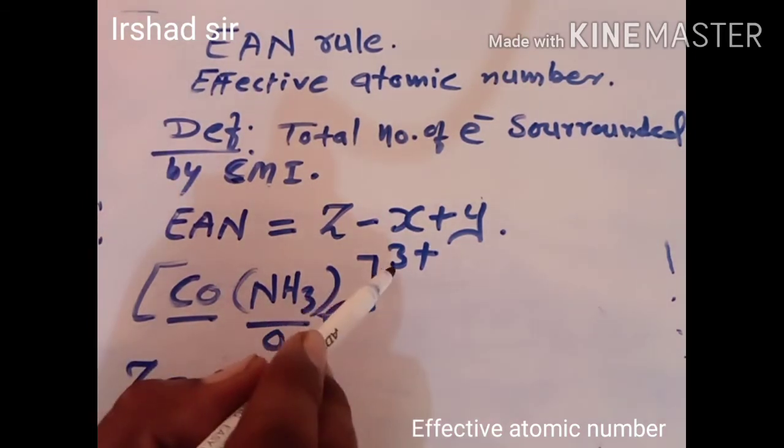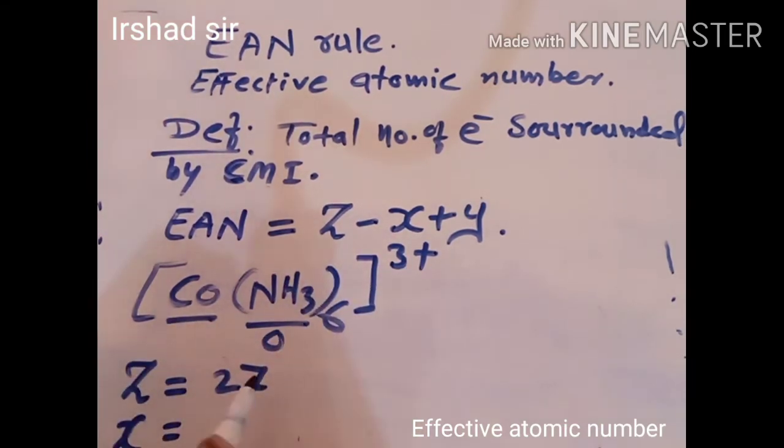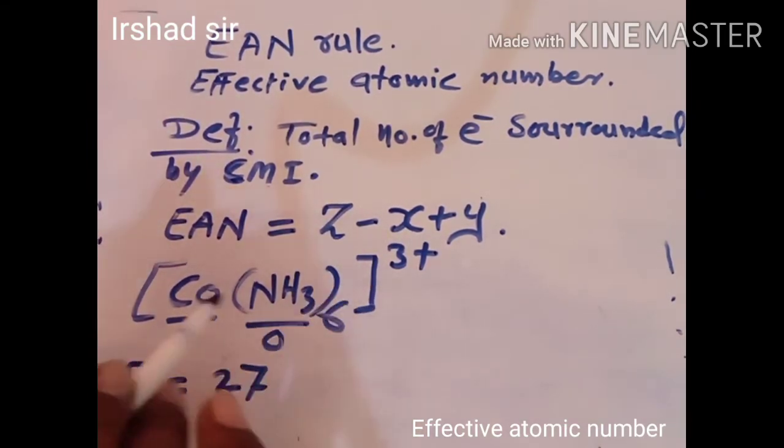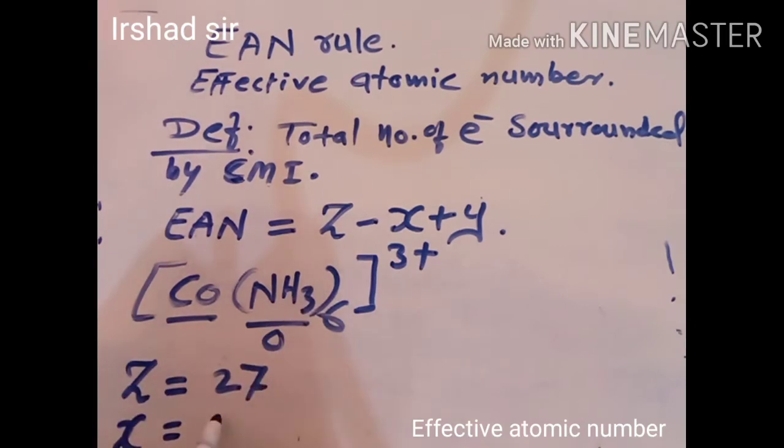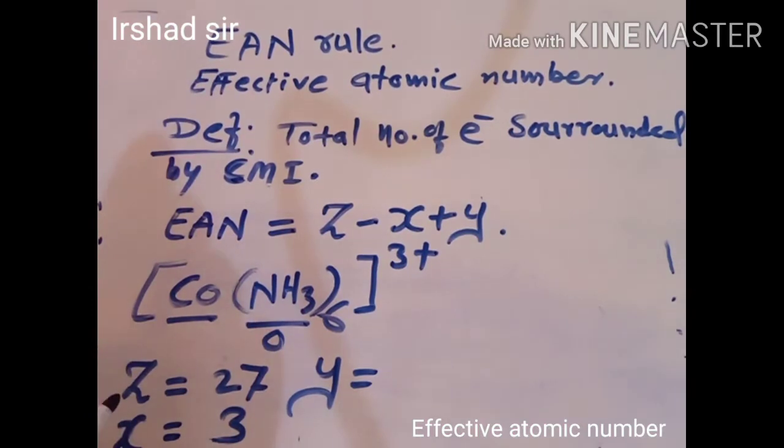Here the oxidation state, I have told you, is plus 3. That means the number of electrons lost by the cobalt is 3. That's why we can write here the value of X is 3. Now the next one is the value of Y. Y is nothing but the number of electrons donated by the ligand.